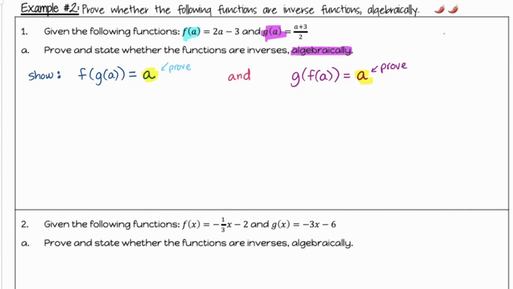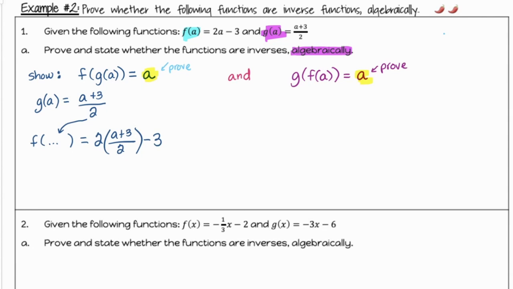If I have f composed of g of a, I'm going to start off doing the composition with g of a. And g of a is a plus 3 over 2. If I'm doing the composition, I take that piece and I input it into the second function. So our second function is twice the input minus 3. Remember, our goal is to try to show that we get an A, the input itself.